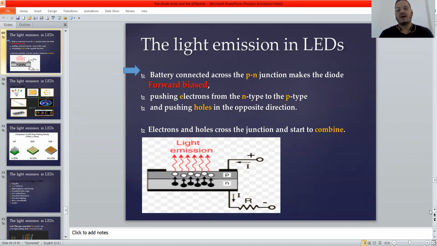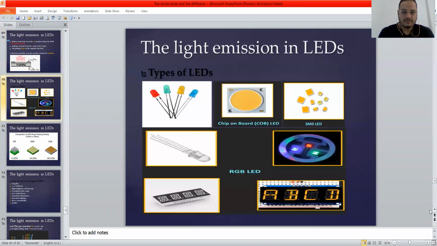But here we have an important thing we must wonder about and try to solve. Why, when the electrons come back to the valence band, don't they emit heat? Why are they emitting light to us? We will find the solution in the next slides.